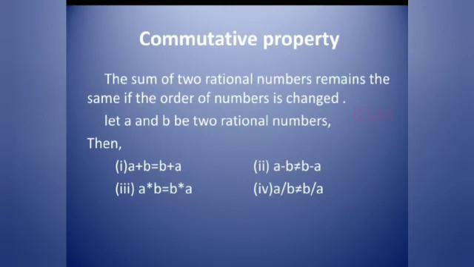Commutative property. The sum of two rational numbers remains the same if the order of the numbers is changed. So what does it mean? Take two rational numbers a and b. You find the value of a plus b and interchange the places, so b plus a. The value of a plus b and b plus a are equal, which is called the commutative property. But subtraction and division do not satisfy the commutative property. Addition and multiplication satisfy the commutative property.